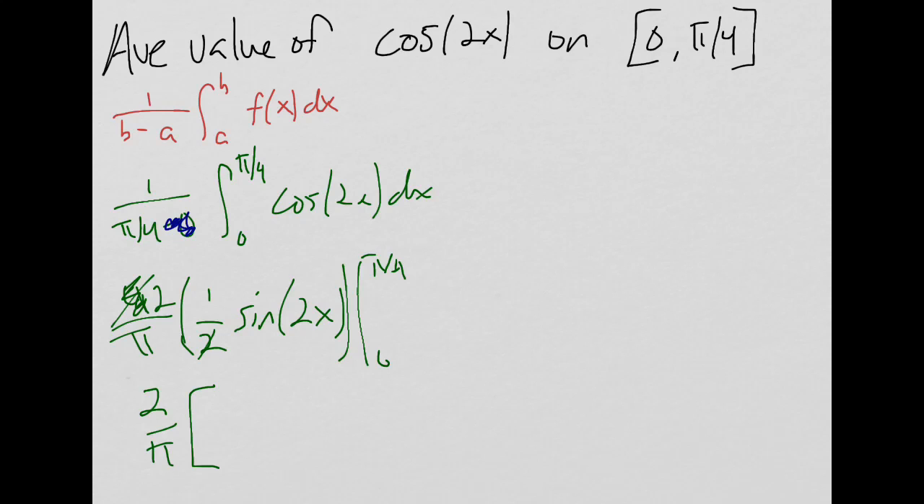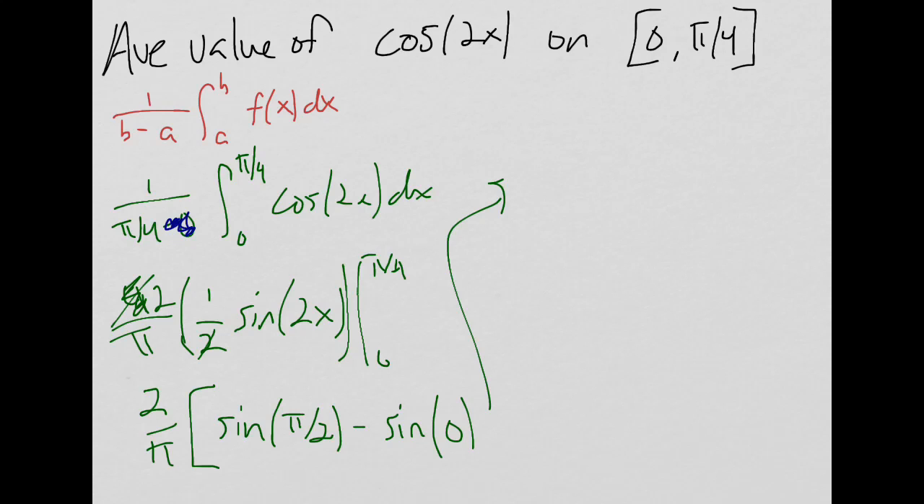So I'm going to plug in pi over 4 to sine of 2x. That's going to give me sine of, well, double pi over 4 is pi over 2, minus, when I plug in 0, I'm going to get sine of 0. Now I just have to evaluate those.